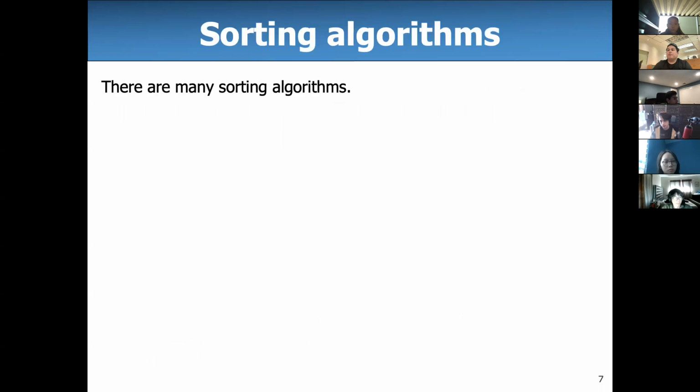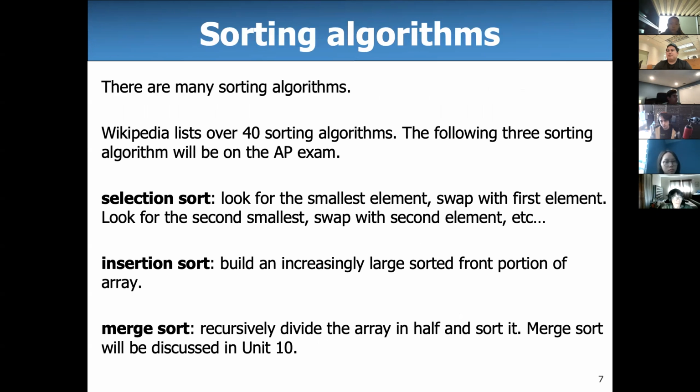So there are many different types of algorithms. Wikipedia lists over 40. There are only 3 that we need to know: the selection sort, the insertion sort and the merge sort. Don't worry about the merge sort. It's usually the hardest of all the sorts, but it's the easiest one to identify. So let's go with selection sort first.